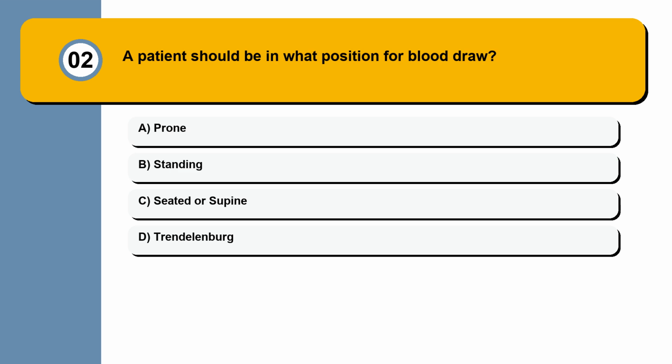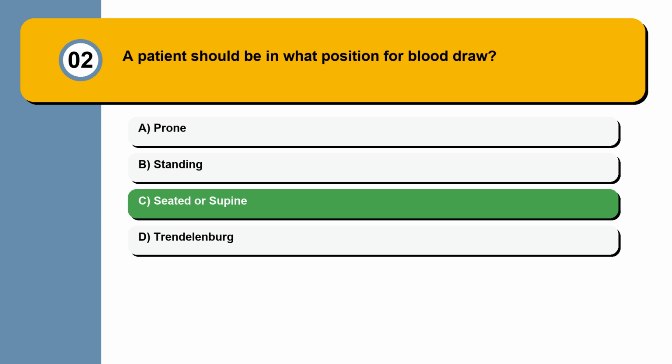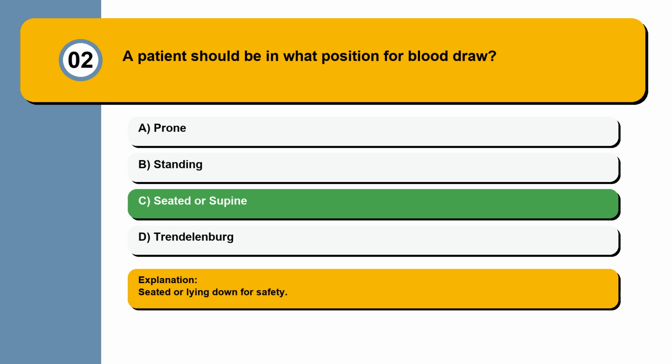Question 2. A patient should be in what position for blood draw? Prone, standing, seated or supine. Trendelenburg. Seated or lying down for safety.